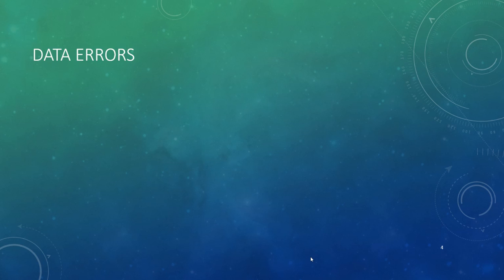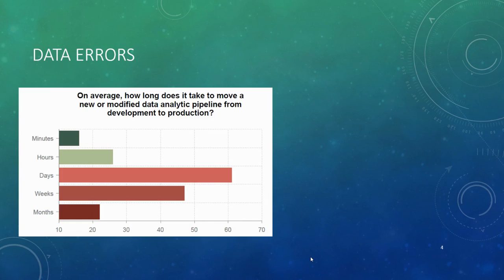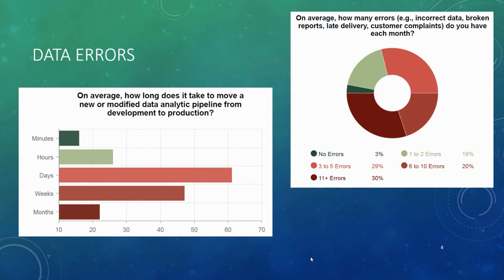Another reason companies are struggling to create insight from this data is because of data errors. For example, one survey conducted in 2019 by a company called Data Kitchen of over 300 companies concluded that most companies are way too slow to deploy changes into production, and the cycle time for new analytics must be reduced to hours or better yet minutes. And that most companies have way too many errors per month. And these types of data errors negatively impact the productivity of the analytics team.